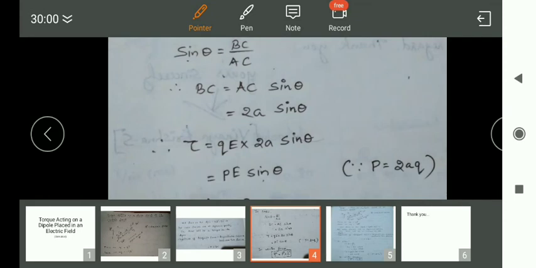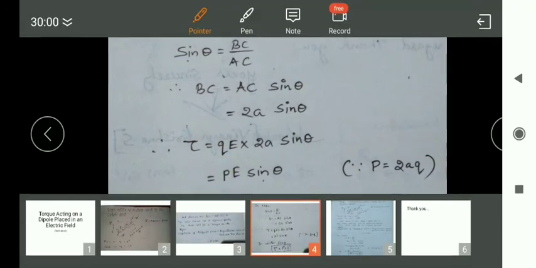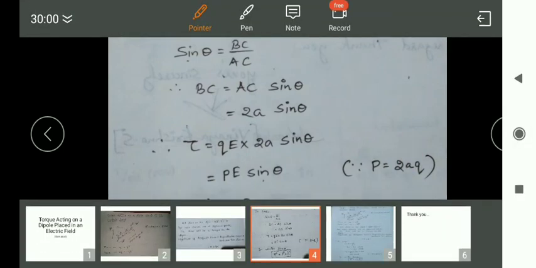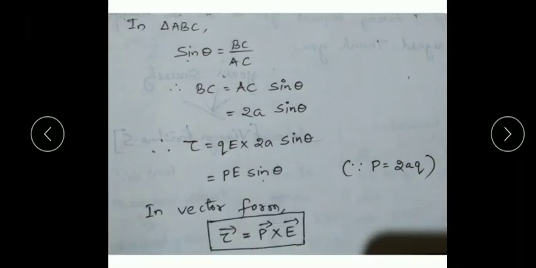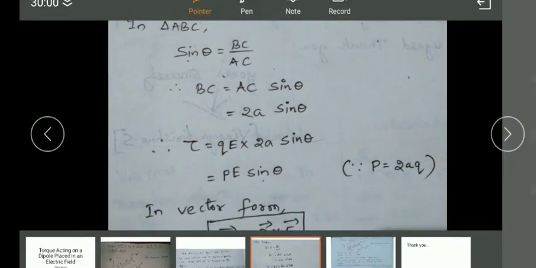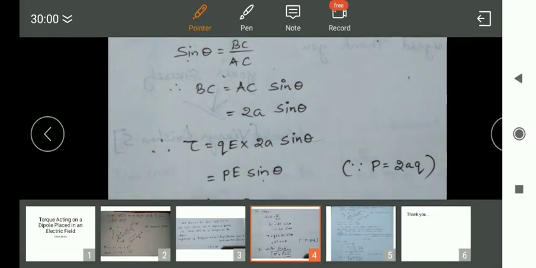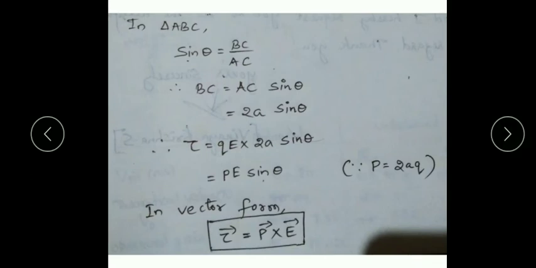So what is this? By simplifying, we can write it as PE sine theta. What is P? P is dipole moment. How to represent dipole moment? 2AQ. P is 2AQ. That is why this Q 2A is P. What is remaining is PE sine theta. Tau equals PE sine theta. P is dipole moment, E is the magnitude of electric field, and theta is the angle between E and dipole.